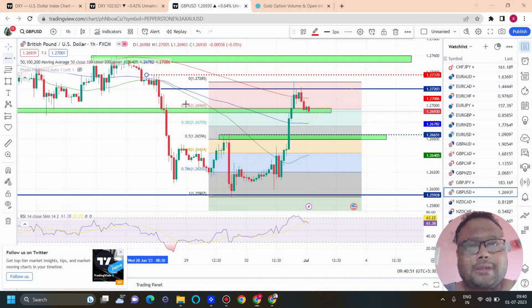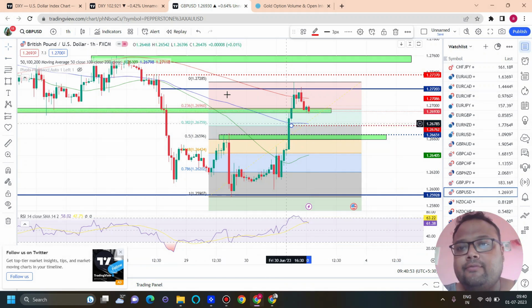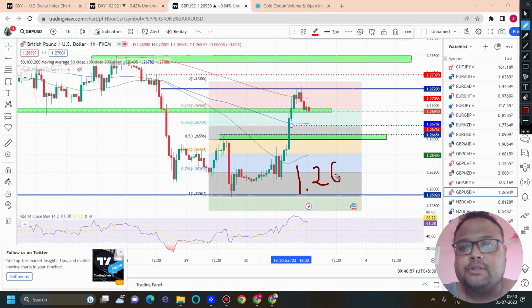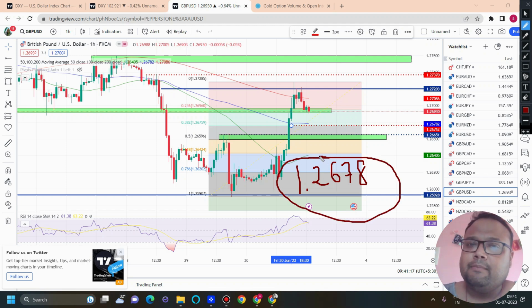Before 1.2665, we also have a level around 1.2678. This is also the FIBO 38.2% retracement level, isn't it? Because see, 23.6, 38.2, then 50. So we jump to FIBO 50 directly. But before FIBO 50% retracement, we also have FIBO 38.2, which is 1.2678. But 1.2678 is not a very strong level if the volatility of the market is low.